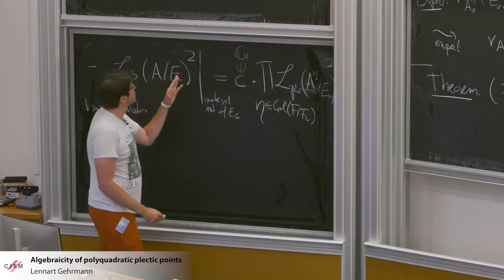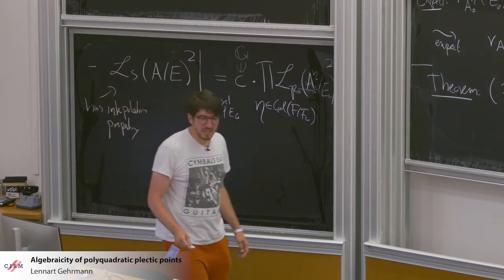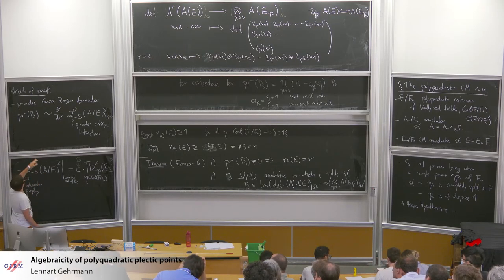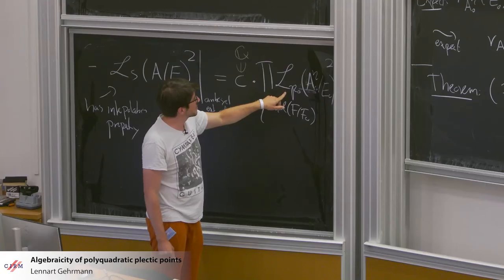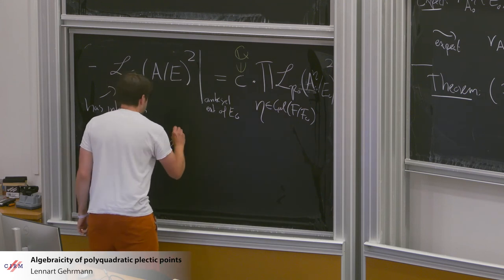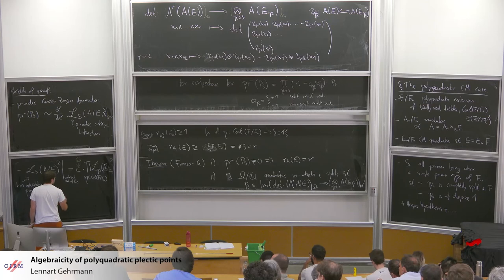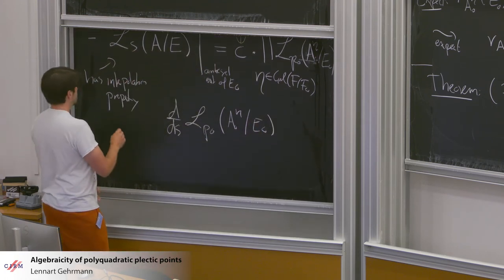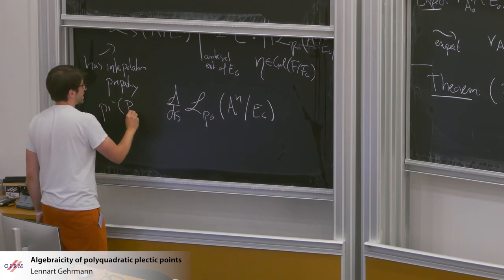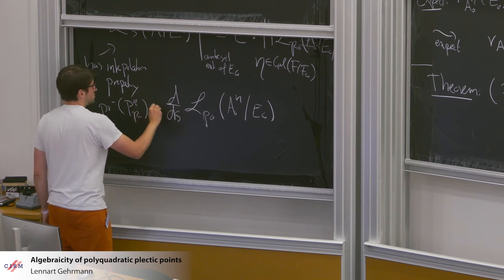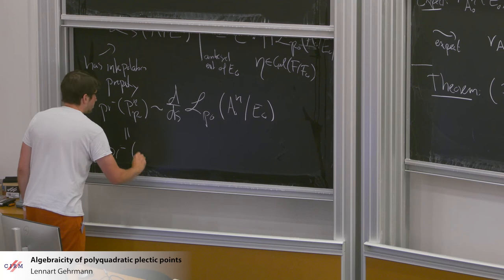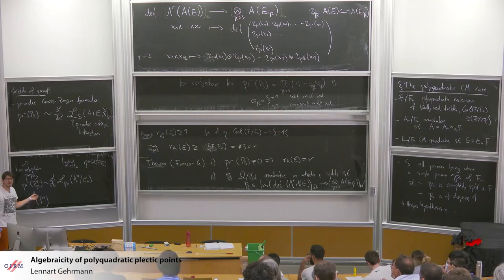But then you put everything together. So the r-th derivative, the 2r derivative in this case, is somehow related to the square of this minus projection. And then you can apply the same formula on this side as well. So this d/ds of this L_{P naught}(A naught over E naught) is also related to this minus projection of now a plectic Stark-Heegner point for this prime P naught. But here we have just a single prime, right? So there you can apply Bertolini, Darmon, and Prasanna. This is just the minus projection of the usual Heegner point.